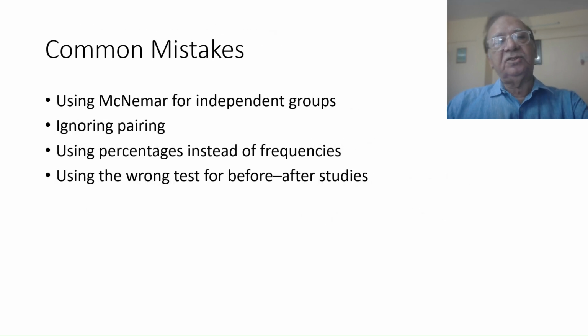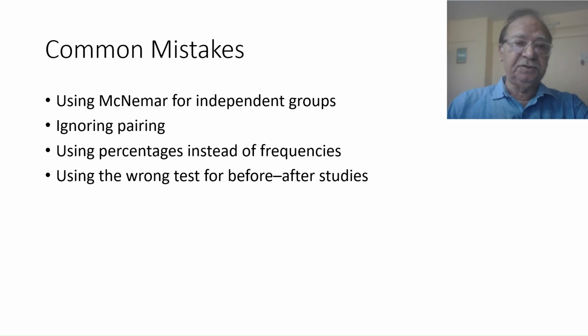Let us now discuss some common mistakes that students and researchers frequently make. The first mistake is using McNemar's test for independent samples. Remember, McNemar's test is valid only when the same individuals are measured twice. The second mistake is entering percentages instead of actual frequencies. Statistical software requires frequency counts, not percentages. The third mistake is ignoring the pairing of observations during data entry.